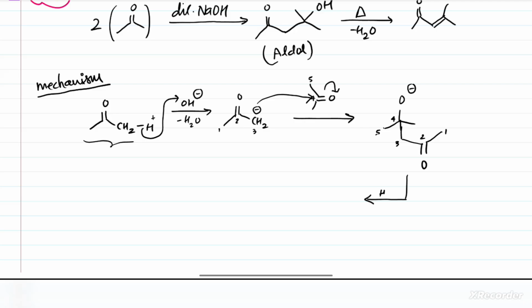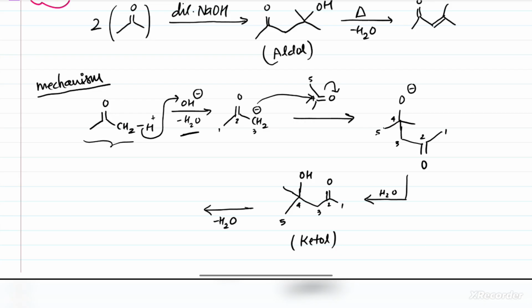this H2O molecule which was eliminated at the earlier step will come back, and this O minus will become OH, and we can write it like this. Again, numbering 1, 2, 3, this one is 4, and this one is 5. Since we started with ketone, this product is called ketol. But it is very unstable, so it will undergo dehydration, meaning loss of water.